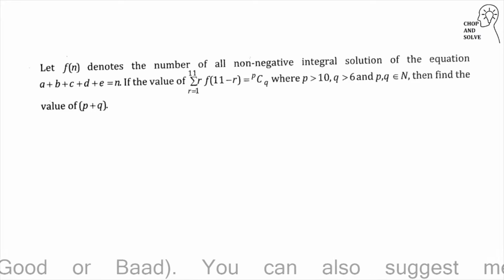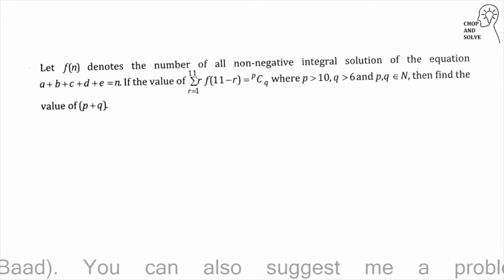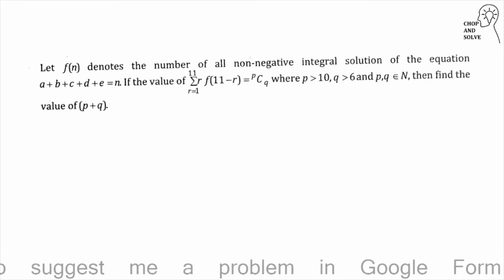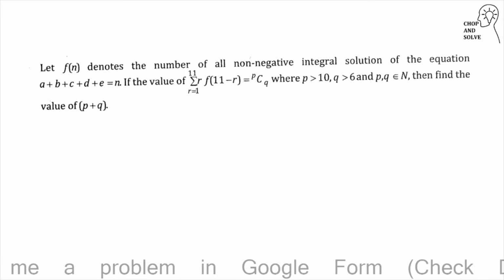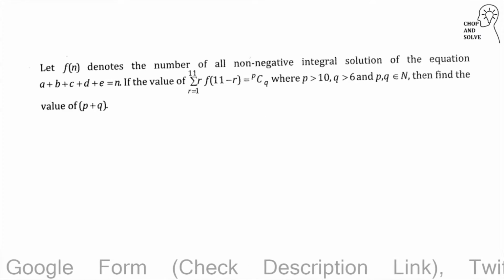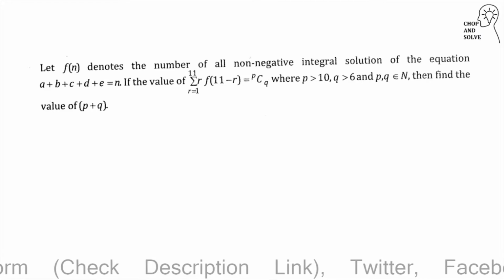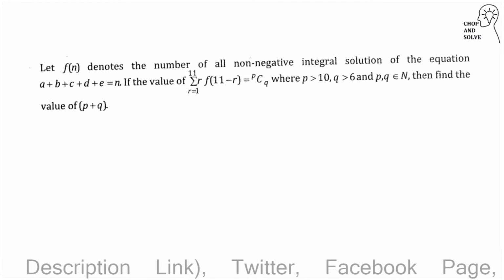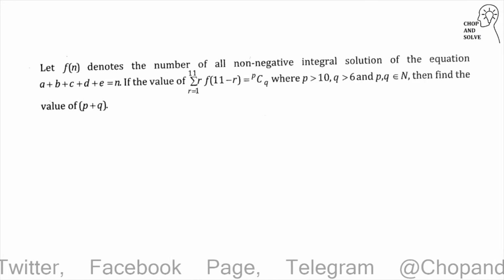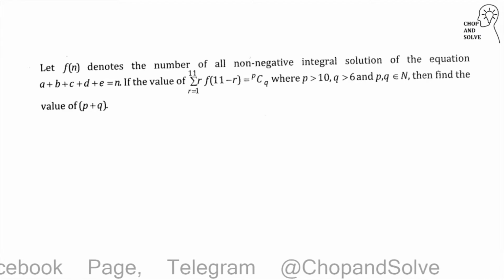C q. C is the binomial or combination, whatever you say, P choose Q, where P is greater than 10 and Q is greater than 6, and P comma Q is a natural number, then find the value of P plus Q.